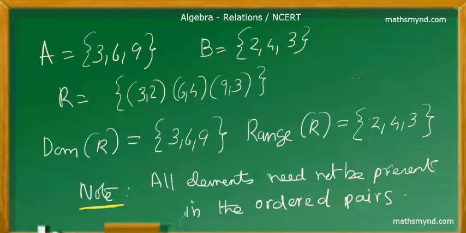Now here in this particular case, all the elements of A and B are present, but it isn't necessary that all the elements of the participating sets ought to form the ordered pairs, and that's an important point which we should know. And that's why the subset property was stated just before. Thank you.